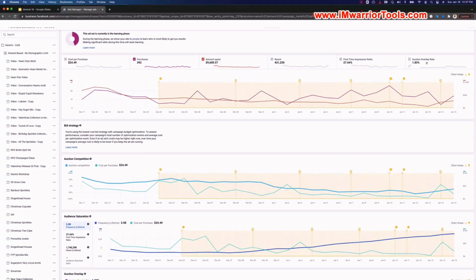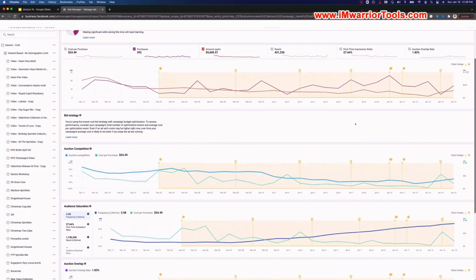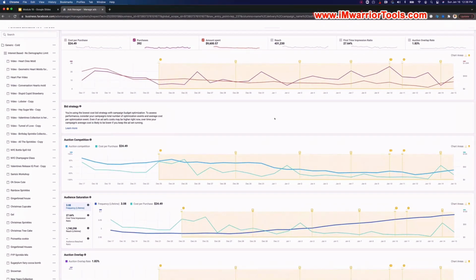And auction overlap rate is extremely low, 1.83, and that's purely from only really having 2 to 3 cold audiences. But during the testing phase, it's very normal to have a very high auction overlap rate because you're testing and identifying which ones are performing and which ones are not.